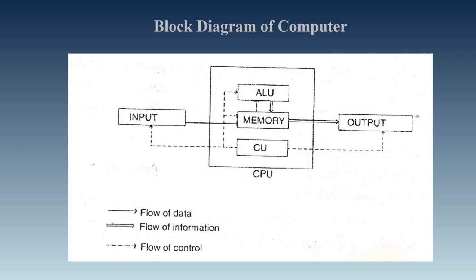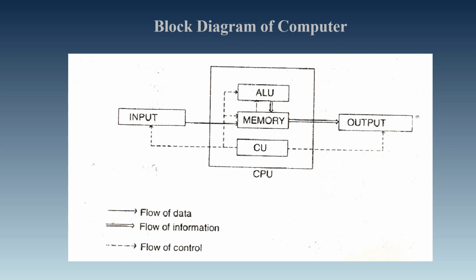This is called control unit. It's a core component of a CPU. And arithmetic logic unit performs arithmetic operations like addition, multiplication, subtraction, comparison: less than, greater than, equal to, not equal to. These are the arithmetic operations. And about memory we will discuss later.